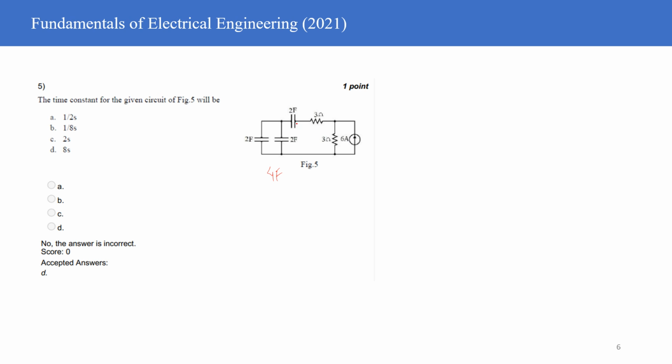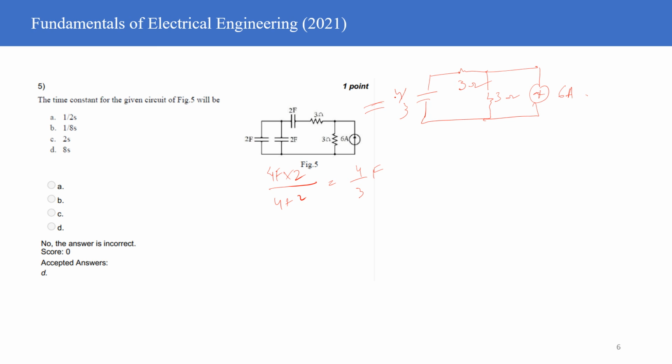And 4 farad is coming in series with 2 farad, so this is 4 into 2 divided by 4 plus 2. So it is 8 by 6 or 4 by 3. So this is the effective value of capacitance. So now it is 4 by 3 and resistance is 3 ohm. Resistance is 3 ohm and current is 6 ampere. So this is the same circuit as the first one, only in a reduced form.